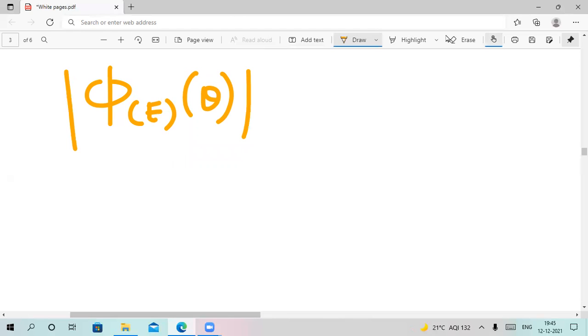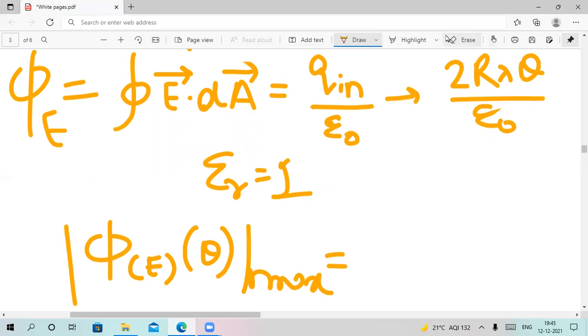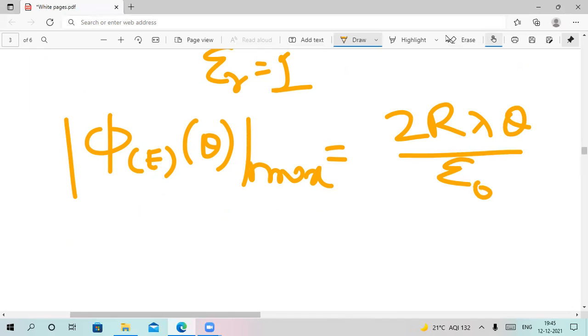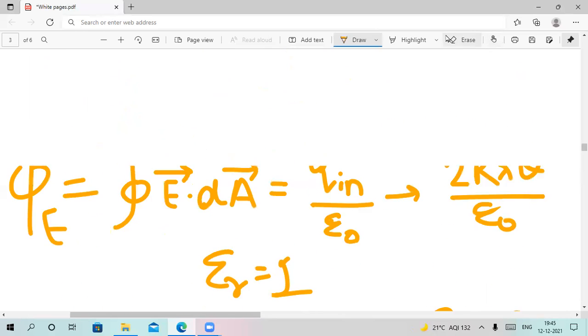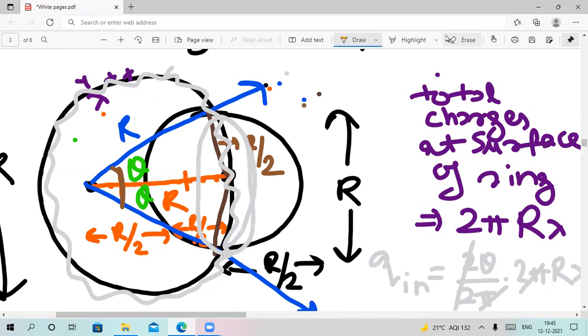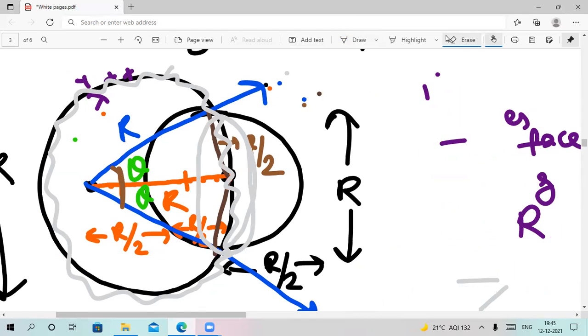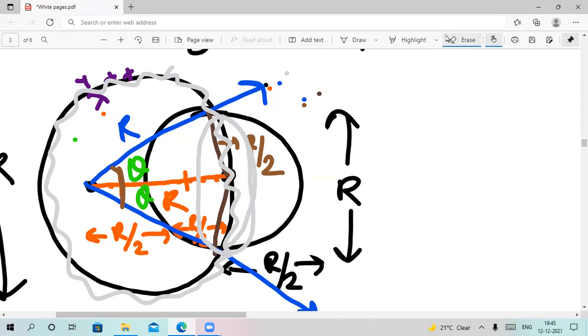Now proceeding ahead, the value of phi E at theta in the maximum state is 2 r lambda theta by epsilon naught. Now we just need to calculate the value of theta. Then we are done. For that, we just need to go above to our original diagram, as we can see, and we need to have some erasers here because things are getting messy. Messy means disorder, not that football player. Okay.